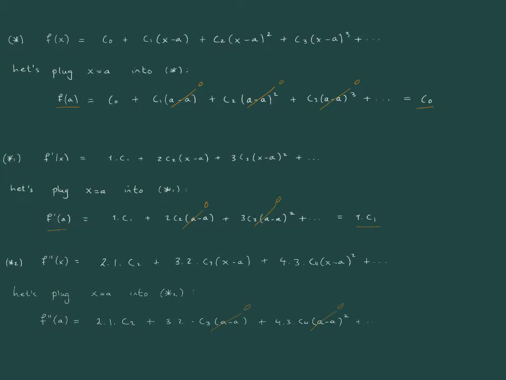Now, why have I written it as 2 times 1? Well, I want to write that as 2 factorial times C2. Bringing the 2 factorial to the left-hand side, we can now write C2 is equal to f double prime of a over 2 factorial. So again, we have solved for C2, so it is also unique. So it's a good point in the video now to pause and try and repeat these steps to solve for C3 and C4, and then try and see if you can see a pattern.